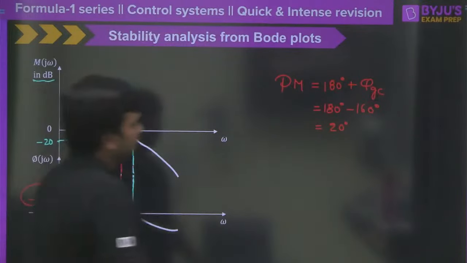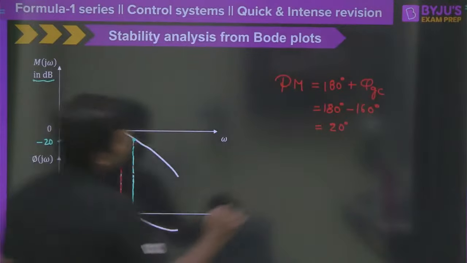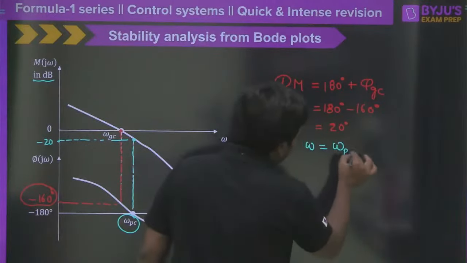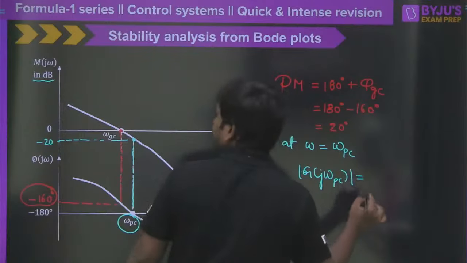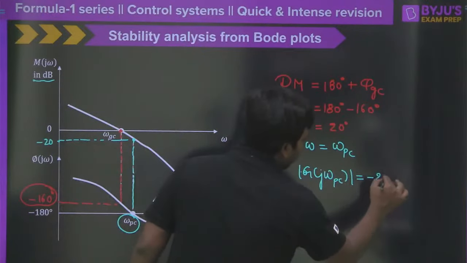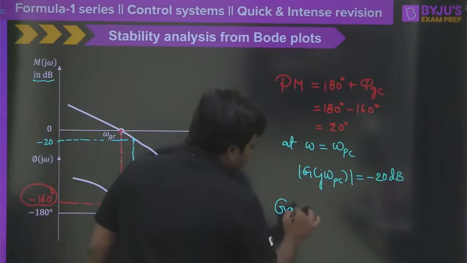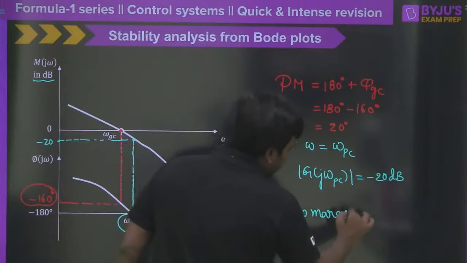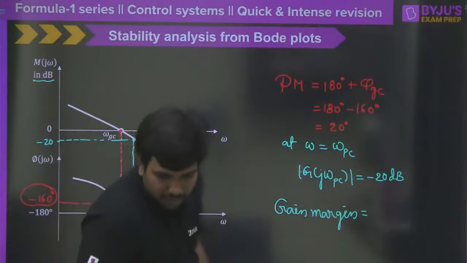So what does it mean? I am very sure that minus 20 dB is going to be at omega PC. At omega is equal to omega PC, the magnitude of the system, that is modulus of G of j omega PC, is coming down to be equal to minus 20 dB. Correct? So minus 20 dB. Then what is the gain margin now? So the gain margin is, in the normal way you will take 1 by this.